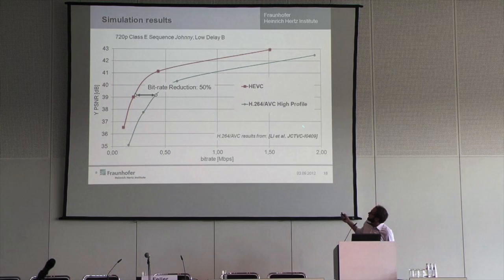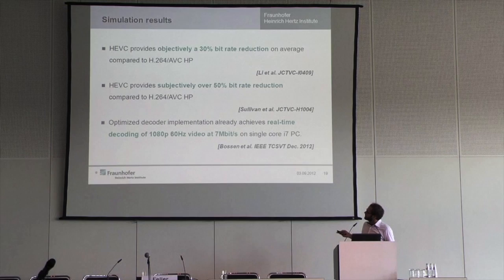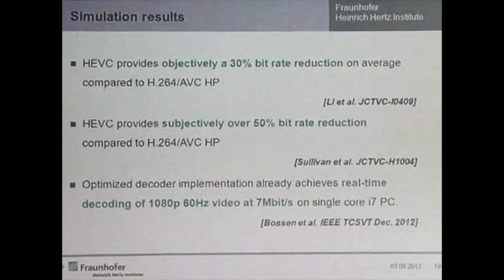So to summarize the simulation results. Objectively, taking the latest study of H.264 and HEVC into account, we have an average of 30%, and newer numbers that were presented this morning are an average 35%. This is objectively based on PSNR, but subjectively, the evaluation we had gives a bitrate reduction over 15%. So this is what's coming, because people are watching video.